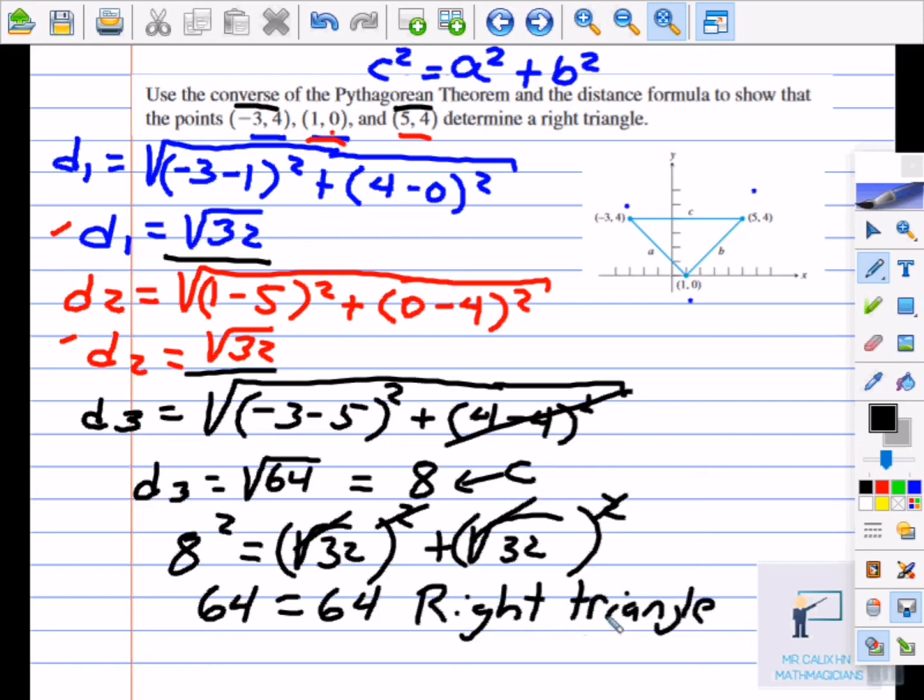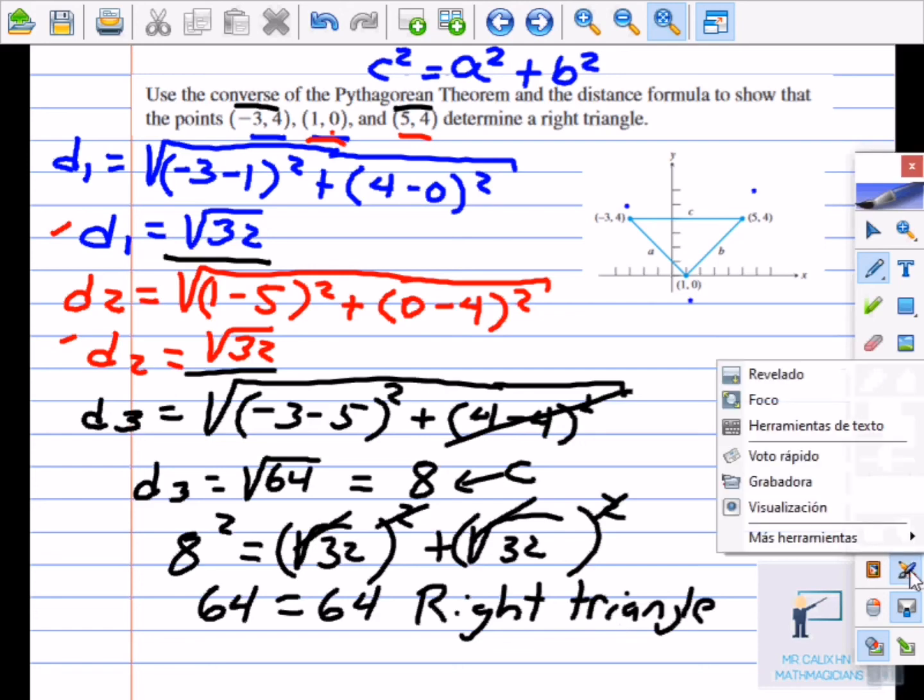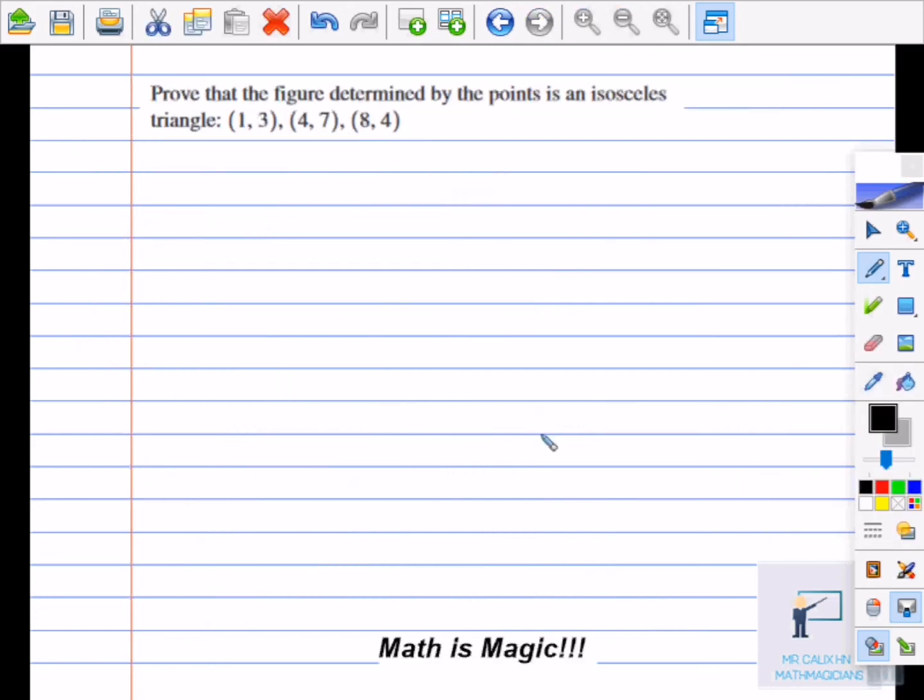Okay? With that, we'll continue with the next slide. Now, this will be the last exercise for this topic. It says prove that the figure determined by the points is an isosceles triangle. Remember that for it to be an isosceles triangle, 2 sides have to be equal. So we need to find the distances between the points. The procedure is basically the same.